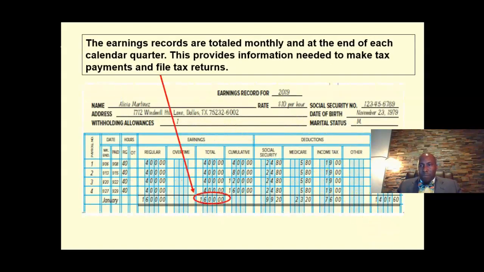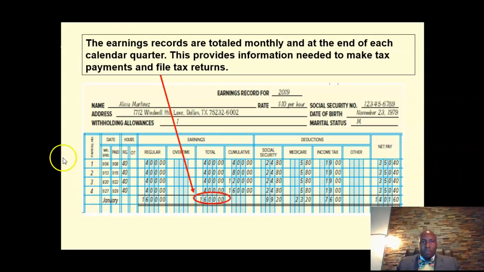This is just a record that shows payroll information for each of our individual employees. So here we have a sample. Here you see the earnings record for Alicia. It has all of her personal data, social security number, date of birth, hourly rate of pay, etc. It is showing the hours she worked each pay period, earnings per pay period, cumulative earnings year to date, deductions. You have an individual earnings record maintained for each of your employees. Okay? This will conclude our Chapter 10 discussion on payroll computations and payroll records.